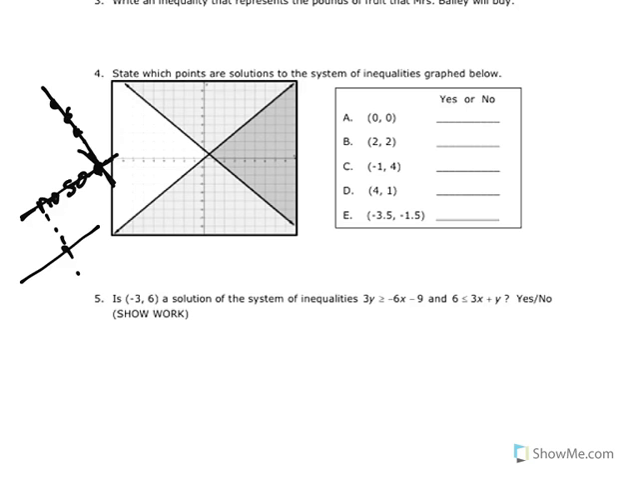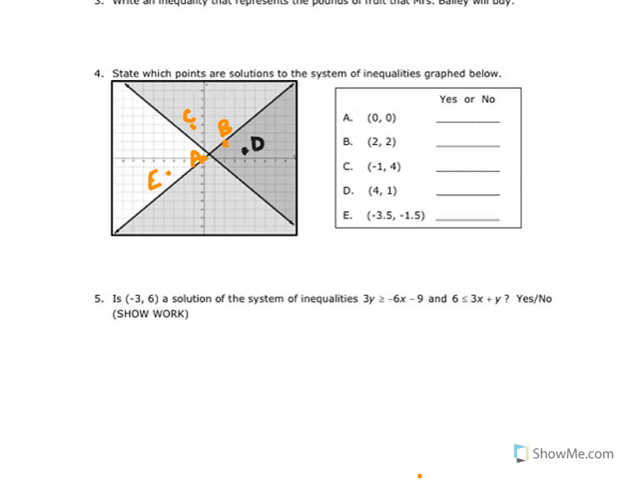Okay, so let's take a look at these. In fact, why don't you try those without me? Hit pause and decide yes or no, are they solutions or not solutions. And what I would do is go ahead and plot the points on the graph. That'll be the easiest way for you to tell. So plot the points and then say yes or no.